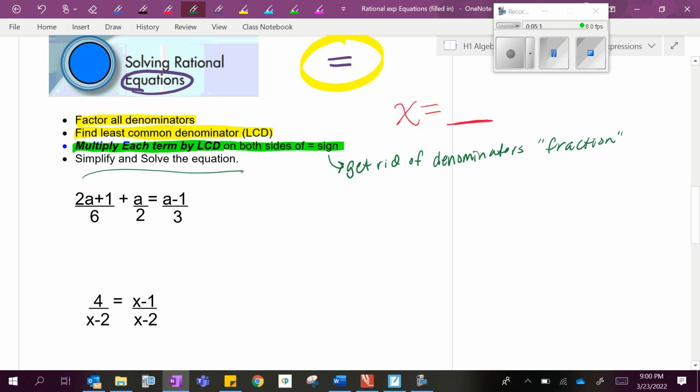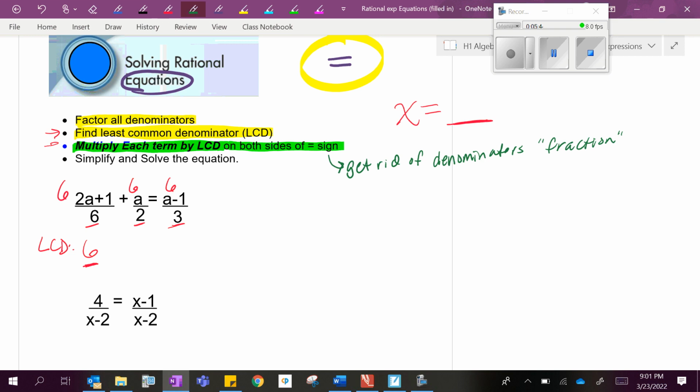Okay, so let's get started. First, let's look at this simple one. This really doesn't have variables in the denominator, but if we look at our denominator and we have a 6, a 2, and a 3, our least common denominator will be 6, right? Because 6 is a multiple of both 2 and 3. So we found our common denominator. Now we're going to multiply every term by 6. Again, to wipe out those fractions, just like we learned last semester at the very beginning of the year, how to wipe out a fraction.